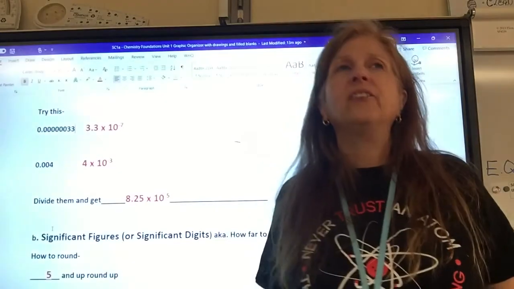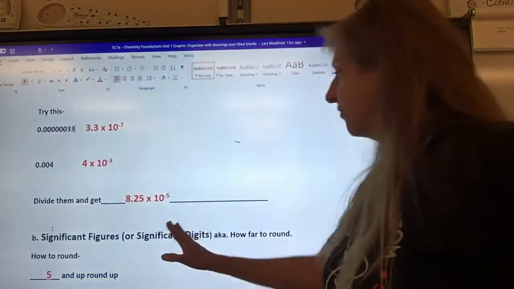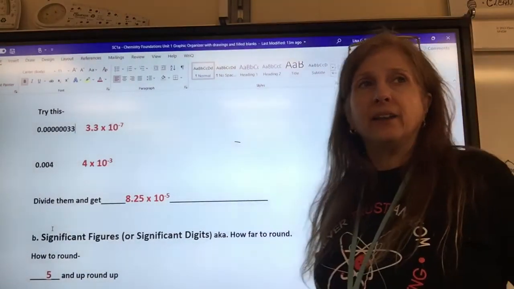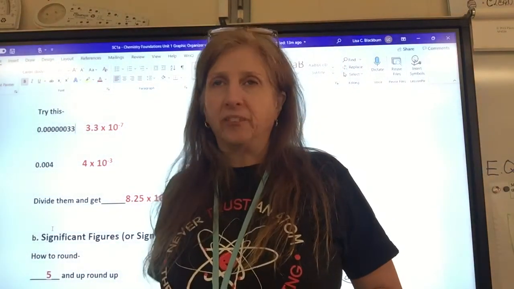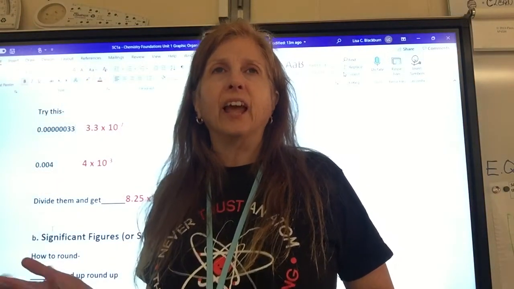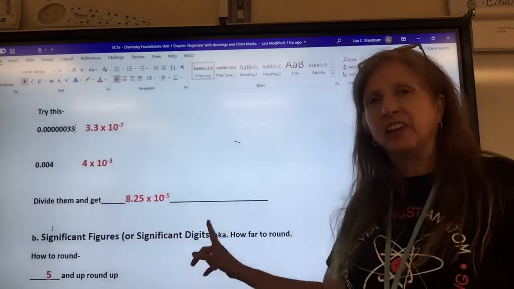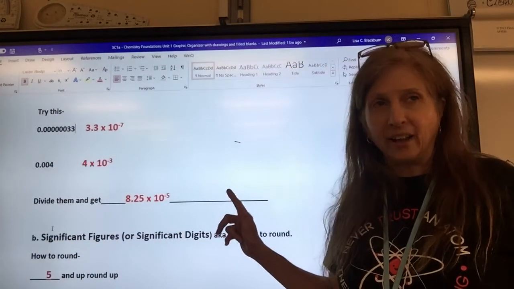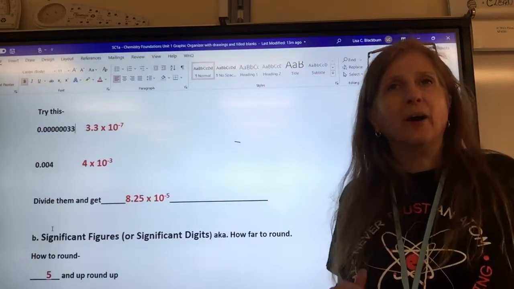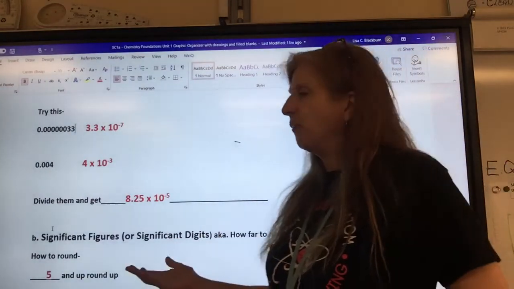Well, in science, there's rules about how far to round. And it's called significant figures or significant digits. But you know we're nerds in science. And so we like little nicknames for things. So we call them sig figs or sig digs. Okay, it's nerdy, but you know you're part of the community now. So embrace your nerdiness, okay? Sig figs or sig digs. And it's how far to round.